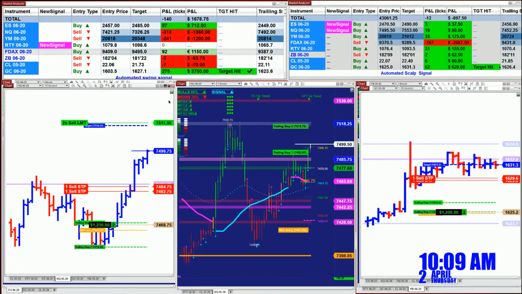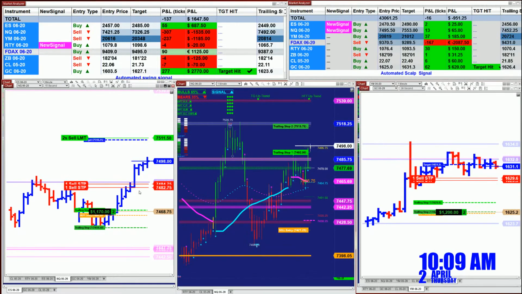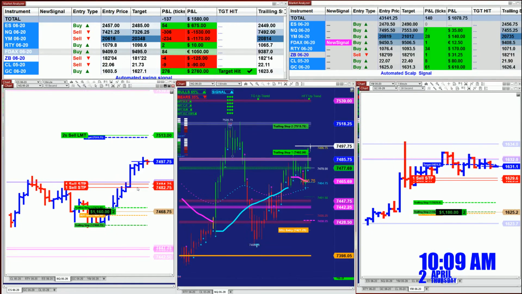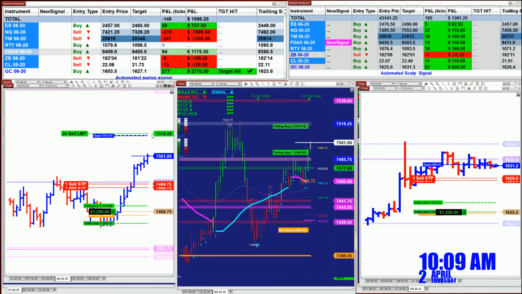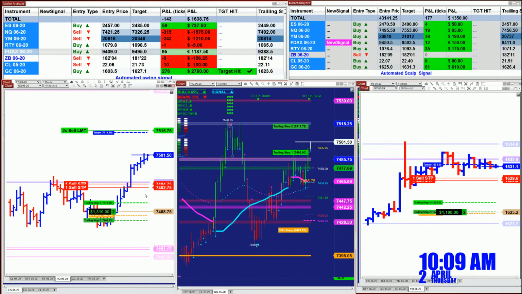So right now, we hide the trailing stop behind a support area, and we give room for that market to go back and forth. Either we are going to hit the 7514, or we are going to go down to the support area, and then we can close that trade.